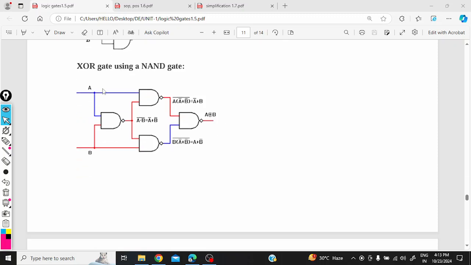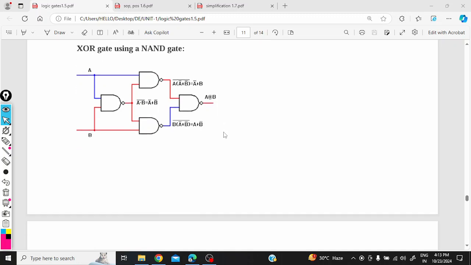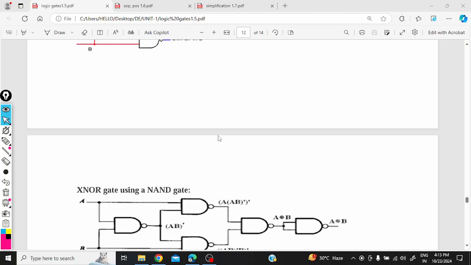Now the XOR gate using NAND also. So this is the operation, you can see A and B, A bar, A dot B whole bar, that is A bar plus B bar, which I am constructing, which gives us the operation of A exclusive B. So these are the operations of how we construct using NAND gates.